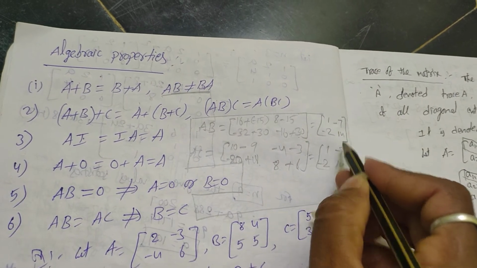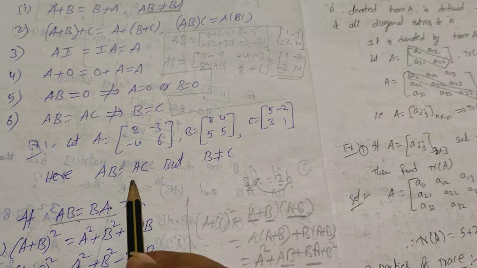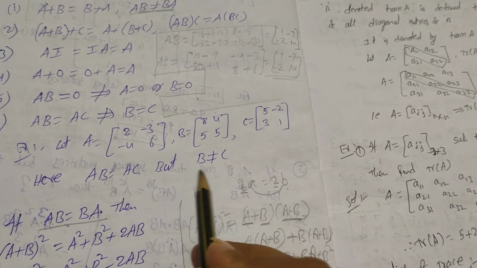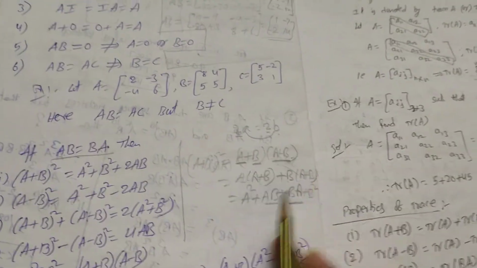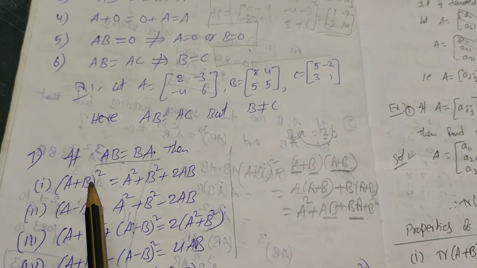1, minus 7, minus 2, 14. So what can you conclude? If AB is equal to AC, it need not be that B is equal to C. Okay, so next one, these are very, very important.